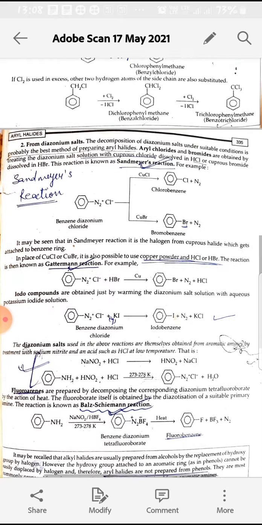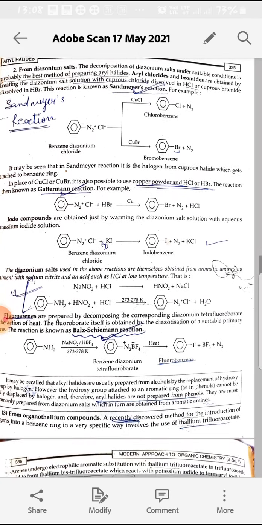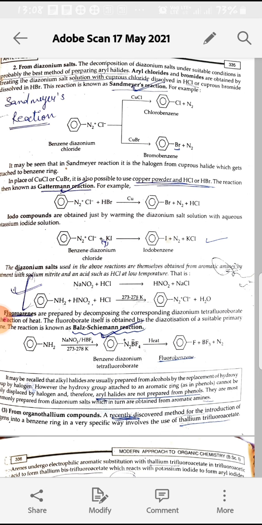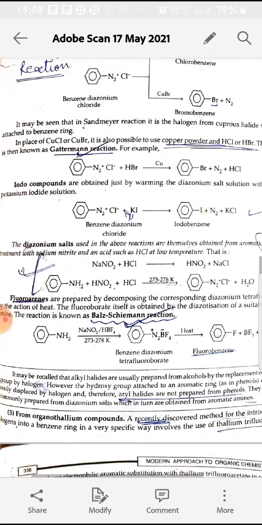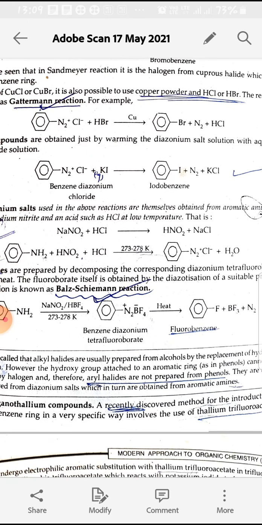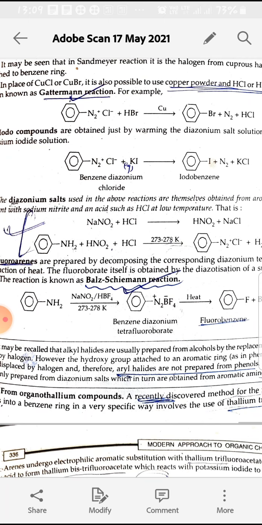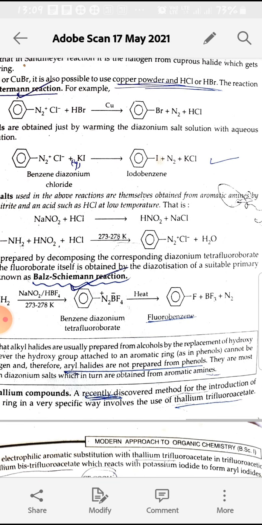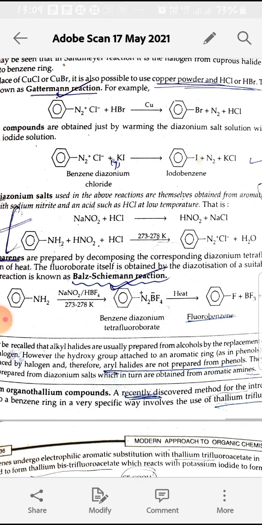Next method is from diazonium salts. An important reaction is the Sandmeyer reaction. In the Sandmeyer reaction, we use a diazonium salt. Firstly, how will you prepare diazonium salts? We use sodium nitrite NaNO2 plus HCl. Then there will be formation of HNO2 plus NaCl. Then aniline, an aromatic amine, plus HNO2 plus HCl at low temperature, 273 to 278 Kelvin, gives diazonium chloride. So this is the method of preparation of diazonium salts.